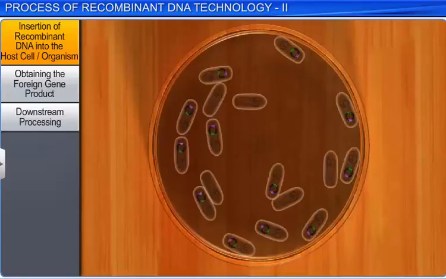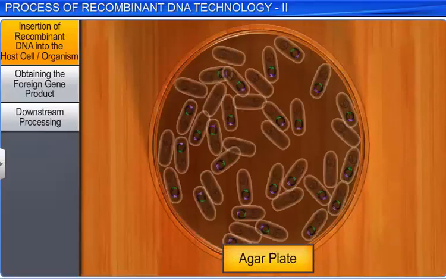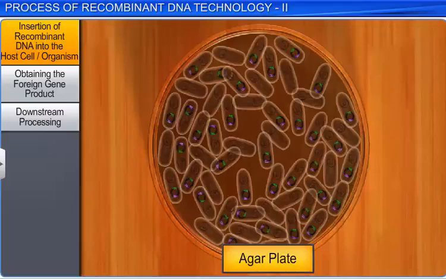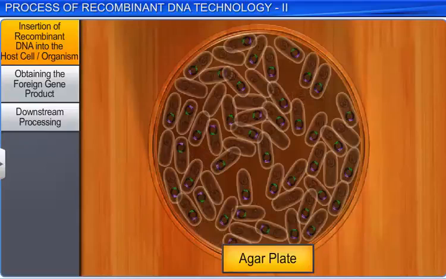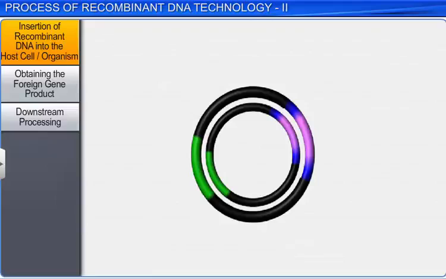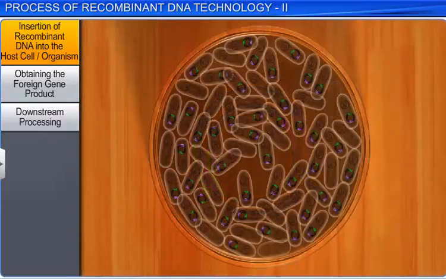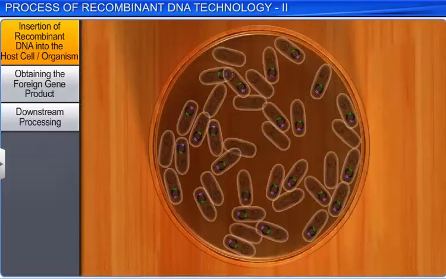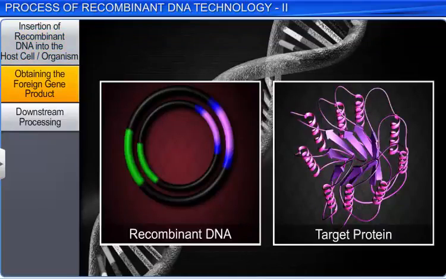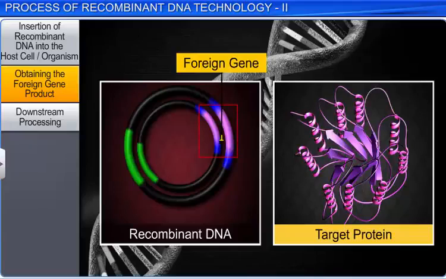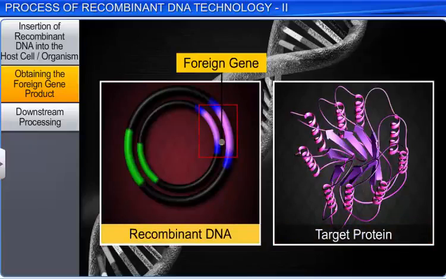Thereafter, when the host cells are spread on agar plates containing ampicillin, only the transformants will grow. On the other hand, non-transformant recipient cells will die. In this case, the ampicillin-resistant gene acts as a selectable marker since it identifies and eliminates non-transformants and permits the growth of transformants. Let us now understand how to obtain a target protein from a foreign gene of recombinant DNA.